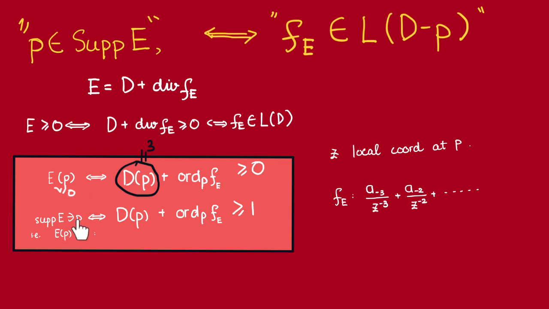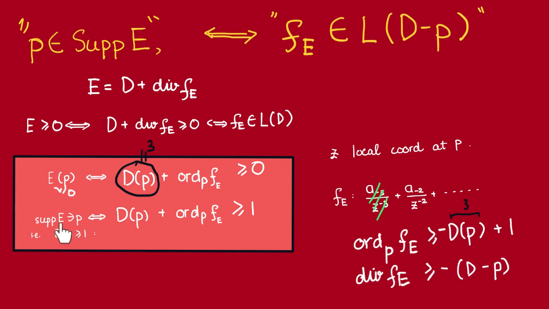Now what does it mean for P to lie in the support of E? That just means that E_P has to be greater than or equal to 1, right? So that means that the order of vanishing at P of Fe has to be greater than or equal to 1 minus d_P. In this specific case, that means this order of vanishing at P of Fe must be greater than or equal to minus 2. So that means that this first term here has to be 0. And this series actually starts from the term z to the minus 2.